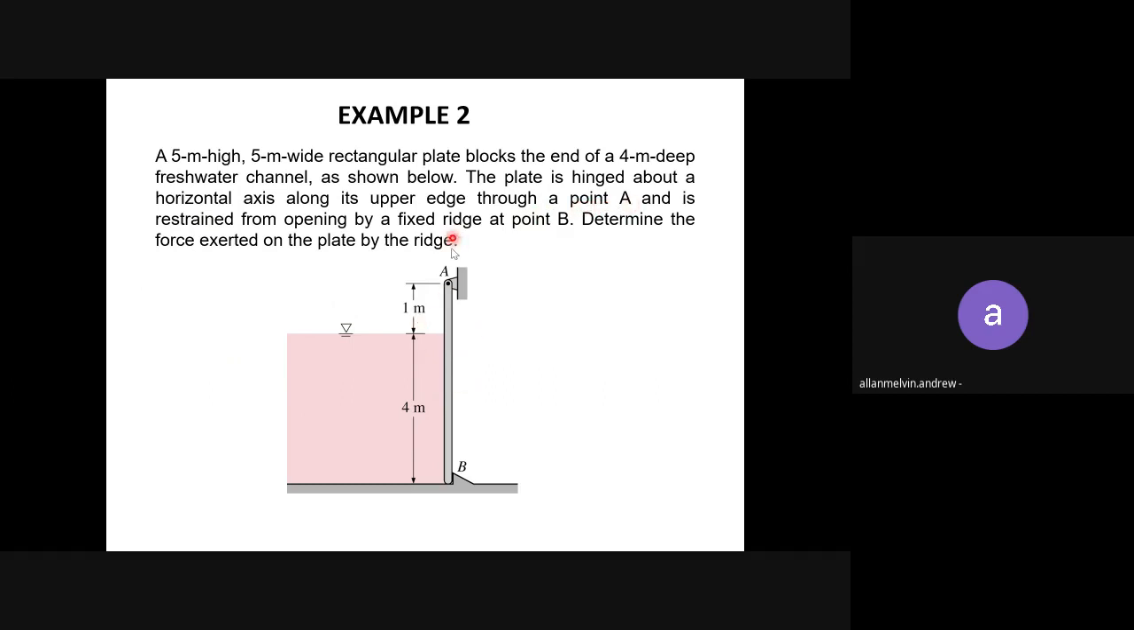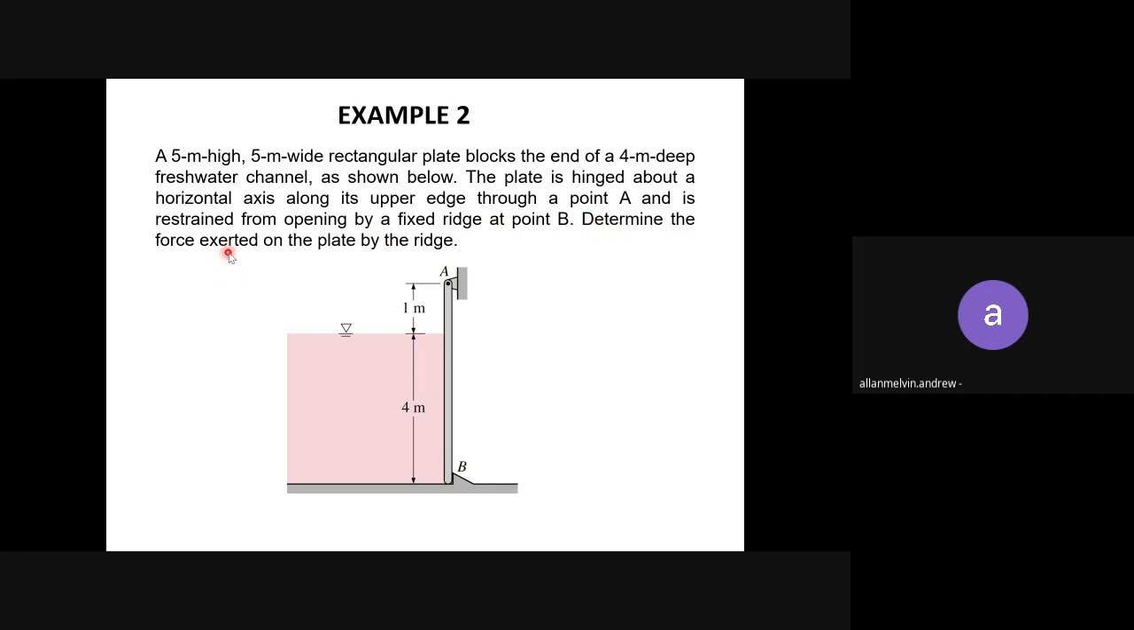Okay, as shown below, the plate is hinged about a horizontal axis along its upper edge through point A. So meaning the plate is hinged at this point A and is restrained from opening by a fixed ridge at point B. So meaning there is a barrier near here at B. Okay, there's a block, so it prevents the plate from going backward. If it goes backward, the water will come out. So you need to have something to block so that the water cannot go out.